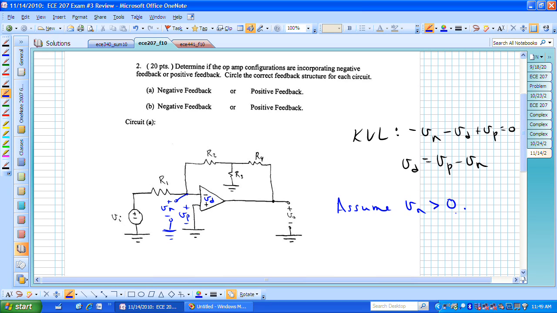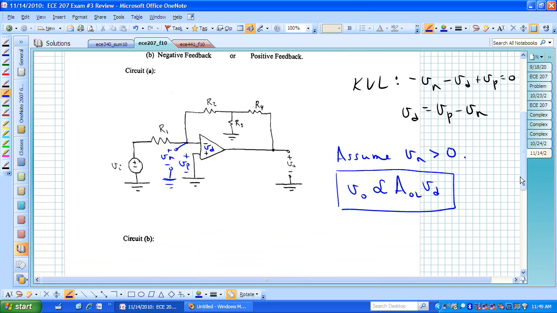If that's positive, then what's actually going to happen? Well, we know that V naught is going to be proportional to this V sub D. And actually V naught is going to operate in such a way to force V sub D to be very small, or effectively 0, if we are operating in the linear operating region and not saturating, and if we are in a negative feedback configuration. This is the relationship then that we are going to use to try to argue whether it's positive or negative feedback in place.